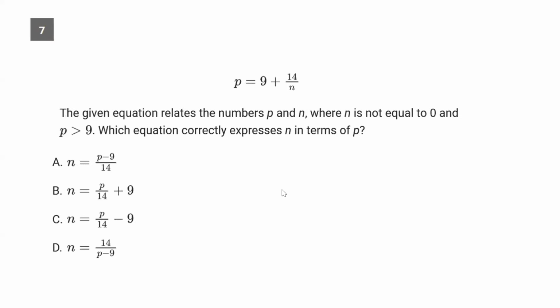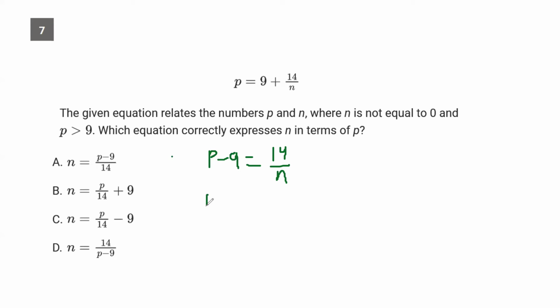All right, now we're on to 7. The given equation relates the numbers P and N, where N is not equal to 0 and P is greater than 9. Which equation correctly expresses N in terms of P? All right. So again, it's like when we did earlier where there were 3 letters and we had to find K in terms of the other 2. So here we're going to do P, we're going to subtract 9 first, right? We're slowly getting N isolated. Okay. And then we're going to multiply by N.